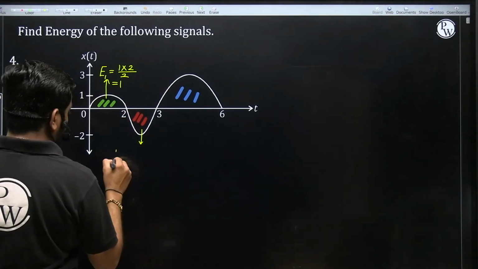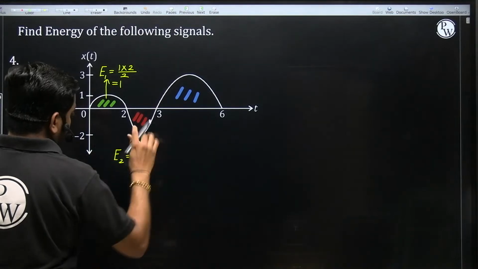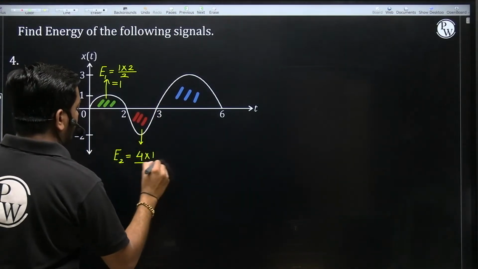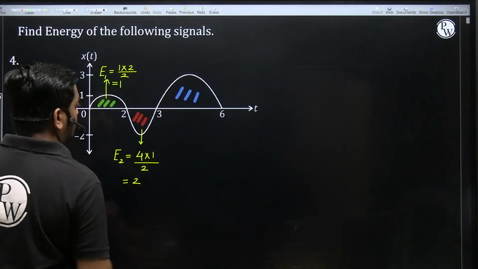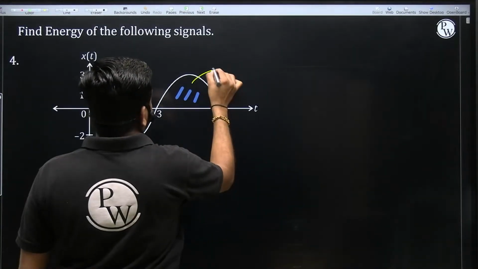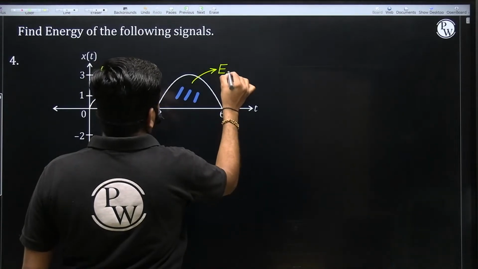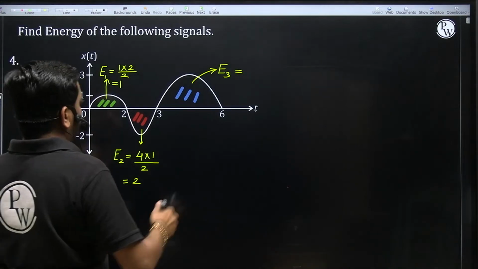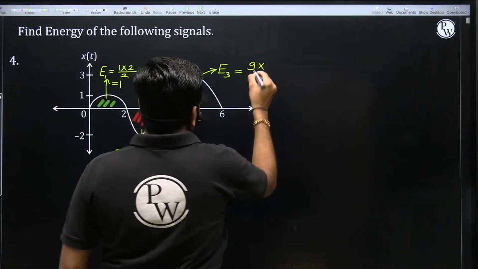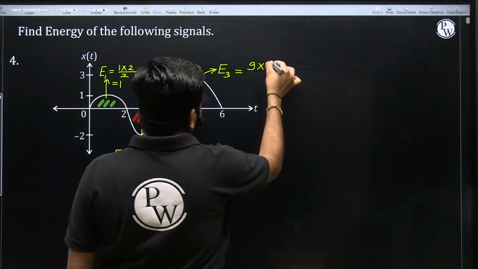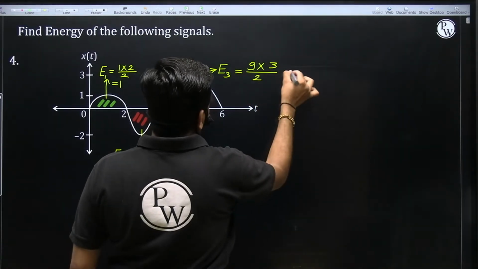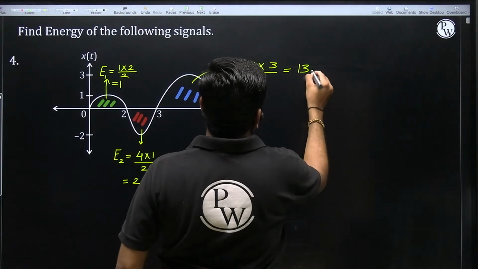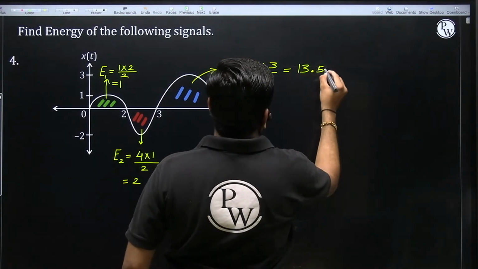What about this one, guys? E2: peak value squared, peak value is 2, that is 4. Width is 1, divided by 2. So it is 2 joule. And here E3: peak value squared into width. So peak value squared is 9, width is 3, divided by 2. So 27 divided by 2, that is equal to 13.5.